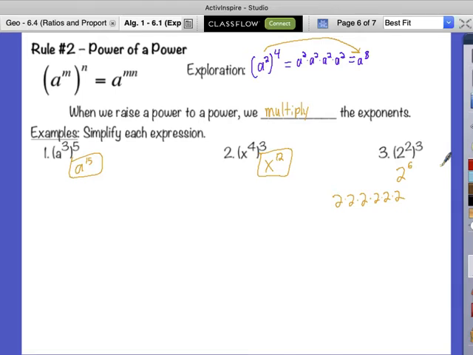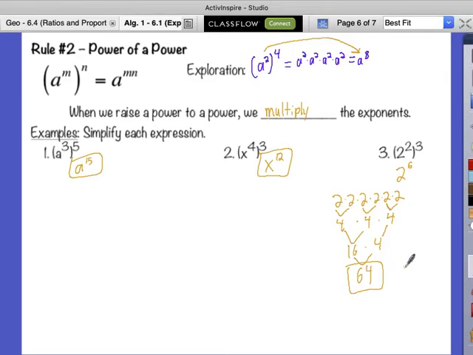So here, what's 2 times 2? 4. 2 times 2 is 4. Now we have 4 times 4. 4 times 4 is 16. And now we have 16 times 4. We carry this one now, we haven't used it yet. 16 times 4 is 64. So 2 to the 6 is 64.